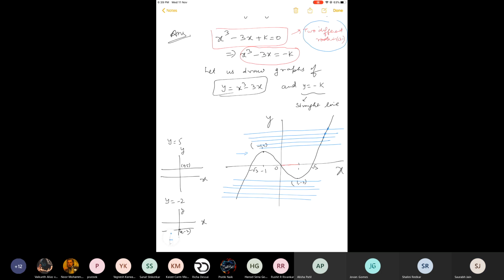If I draw a line like this, especially in this zone which is between heights minus 2 to 2, then I will be getting three roots. See this. Always it will cut this graph at three places. But as I am saying again and again, they want us to find two different roots.